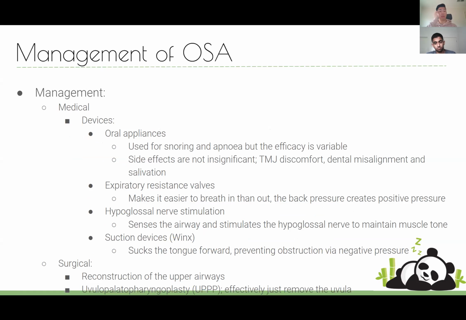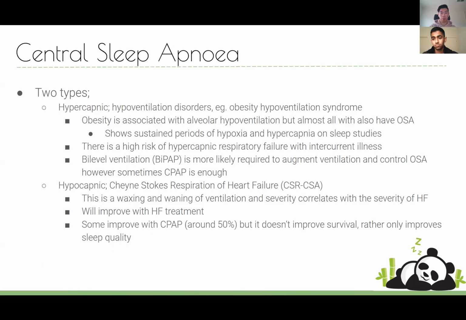Oral appliances are basically almost like braces, I guess, or your Invisalign sort of thing, and they're just put in your mouth to open it up. Expiratory resistance valves make it easier to breathe in and out, creating some more pressure. And then the other ones are very similar in terms of what they do. If it's really, really bad, you can go into surgical methods with reconstruction of the upper airways, as well as uvulopharyngoplasty, which is basically just removing the uvula and trying to open up the airways even further.